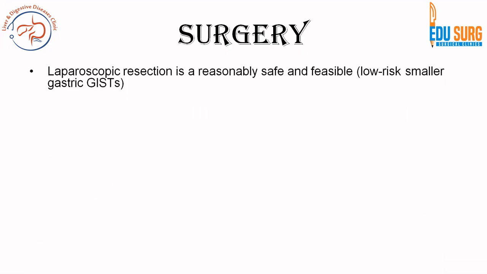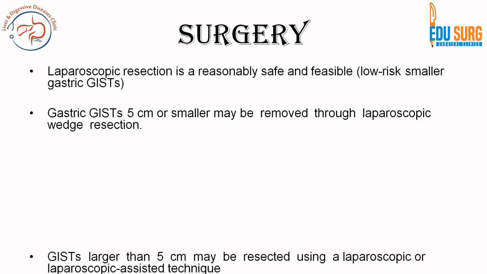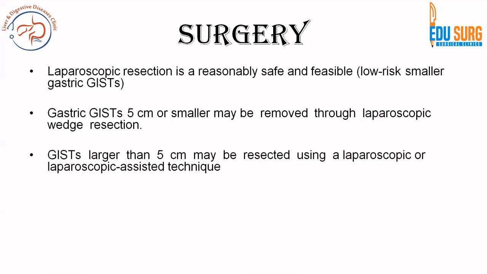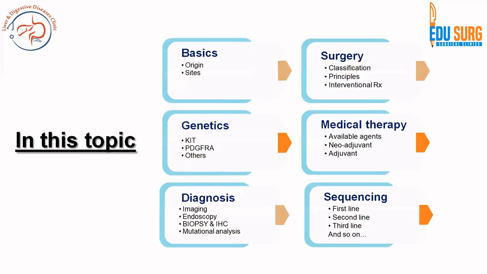In surgery, laparoscopic resection is reasonably safe and feasible, and gastric GIST 5 centimeter or smaller can be removed through laparoscopic wedge resection. However, if you have more than 5 centimeter tumor, you may need an assisted technique or an open technique if the adequate skills are not available. The Privet et al. classification is actually useful for laparoscopic gastric GIST resection planning, and you should use a plastic bag to minimize the risk for port site recurrence.